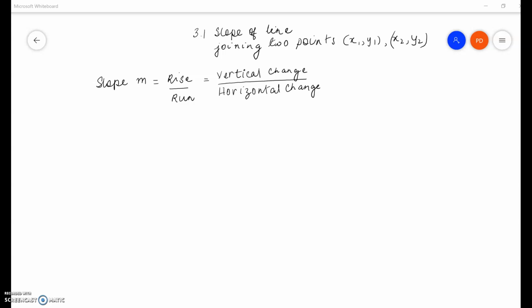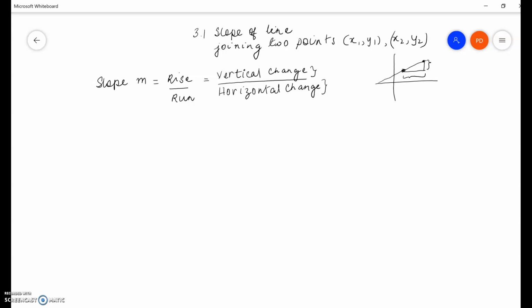So the basic definition of slope is rise over run. Rise would be the vertical change and run would be the horizontal change. So the slope of a straight line is equal to the vertical change over the horizontal change. So if this is the line and these are 2 points on the line, then the vertical change would be that and the horizontal change would be that.